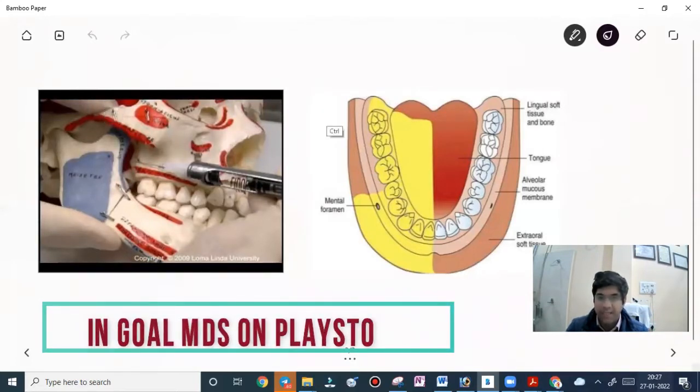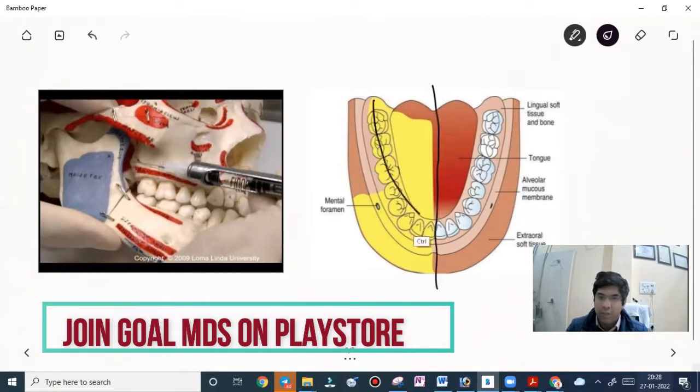And what are the areas that are anesthetized? Number one, the mandibular teeth to the midline, body of the mandible and inferior portion of the ramus, buccal mucoperiosteum and mucous membrane anterior to the mental foramen, anterior 2/3 of the tongue and the floor of the oral cavity.